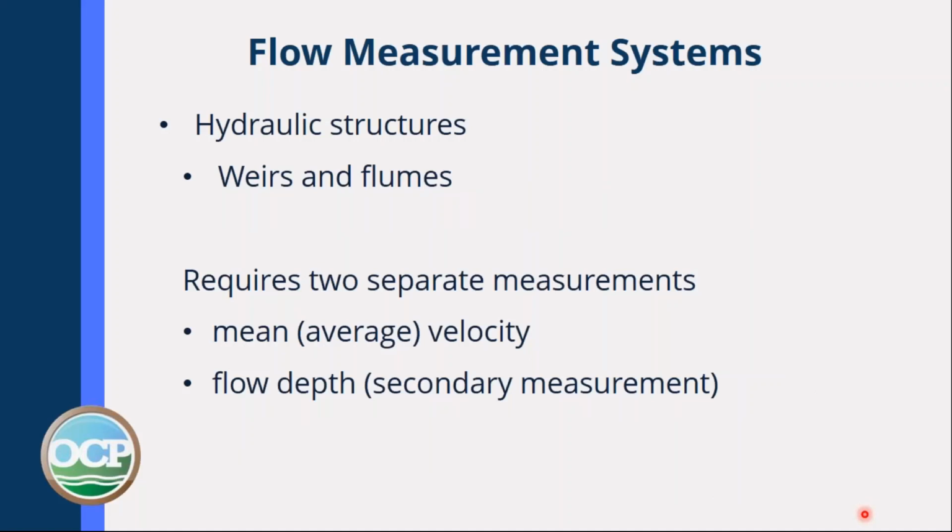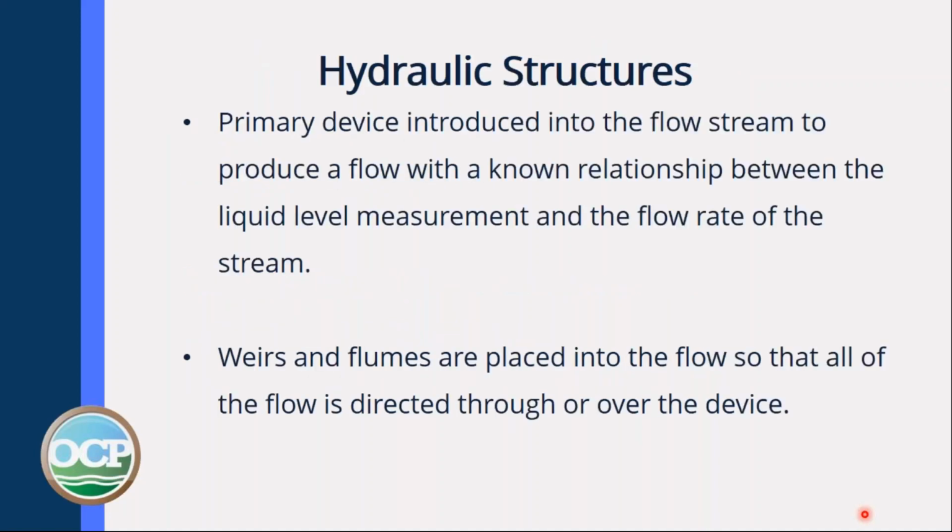But in wastewater treatment, you probably are going to use one of the following two structures, weirs or flumes. We call these hydraulic structures because water flows through them. And in order to get accurate flows through a weir or a flume, you're going to need two separate measurements: the average velocity flowing through that structure and the depth of water that's flowing either over a weir or through a flume.